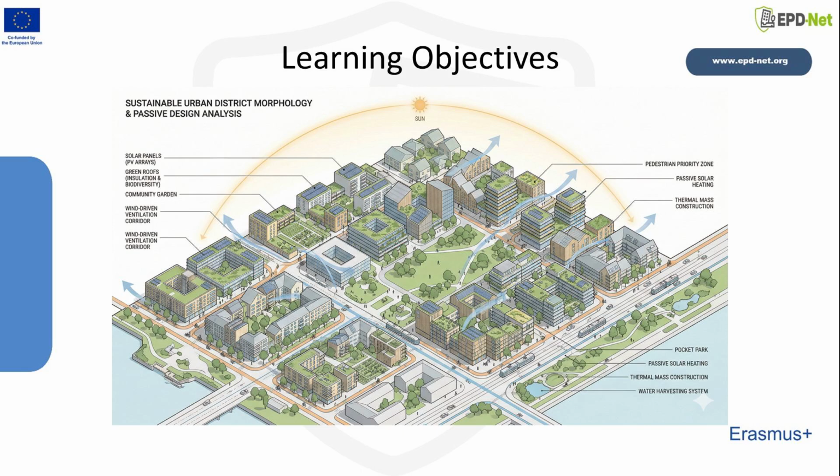We will also investigate passive design strategies related to heat, wind, and light. These strategies demonstrate how architecture and urban form can regulate environmental conditions without excessive mechanical intervention. Finally, we aim to apply bioclimatic logic at both site and district scales. Sustainable design is not limited to individual buildings. It must operate at broader urban scales to create resilient and climate-responsive environments.